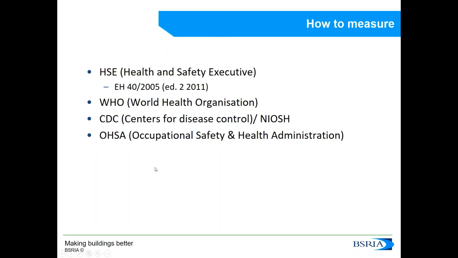This list here is an example of where to find the contaminants and the exposure limits. The HSE, the Health and Safety Executive, lists the contaminants that are harmful to health and that we have to comply with at work. It also lists their exposure limits. Other places where we can find this information are the World Health Organization, the CDC, or OSHA in America.